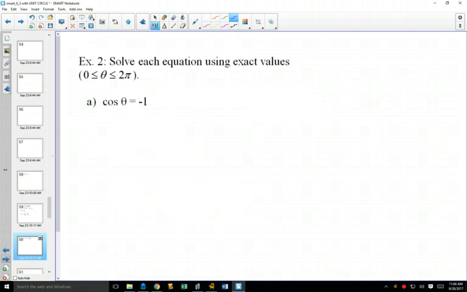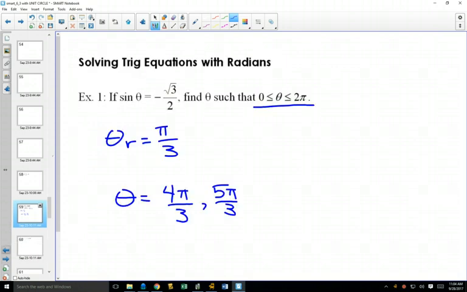Question number 2. Is that too fast? We good? I can go back. This is the pi over 3 answer in quadrant 3. This is the pi over 3 answer in quadrant 4. And it's those quadrants because we have a negative sign right there, and according to our CAST rule, sine is negative in quadrant 3 and 4.